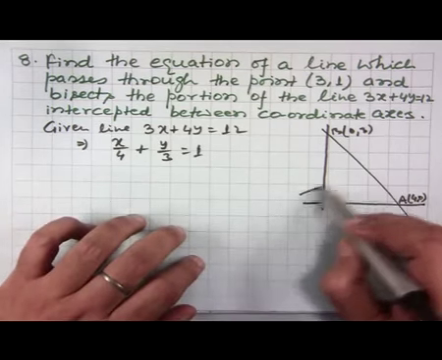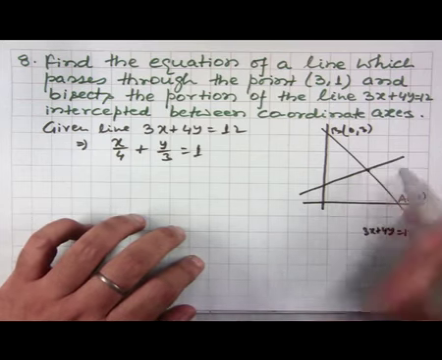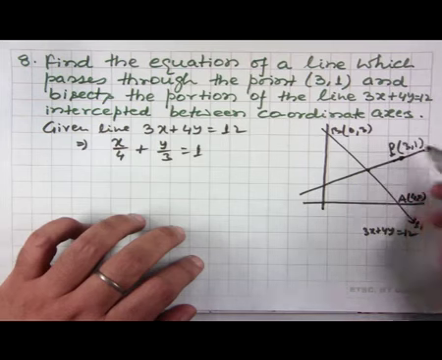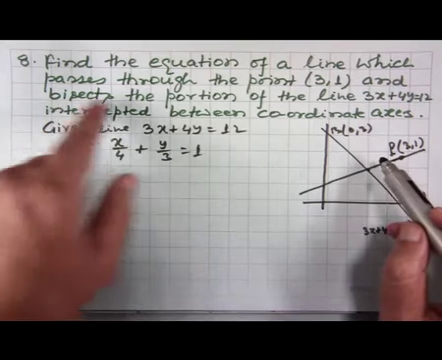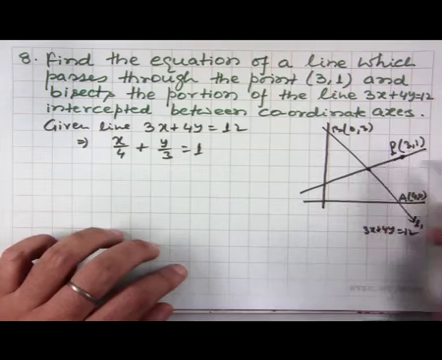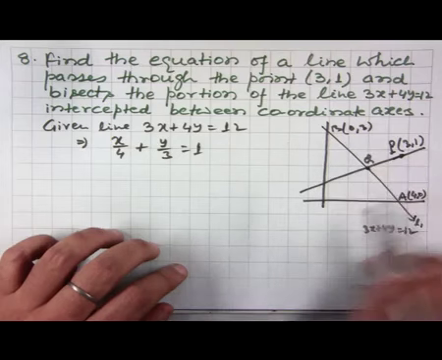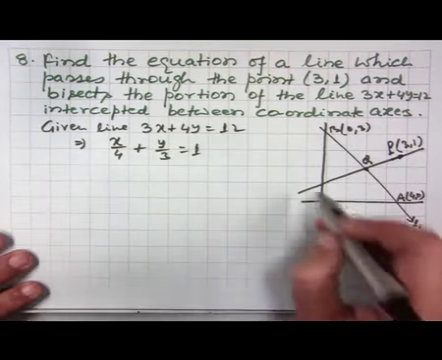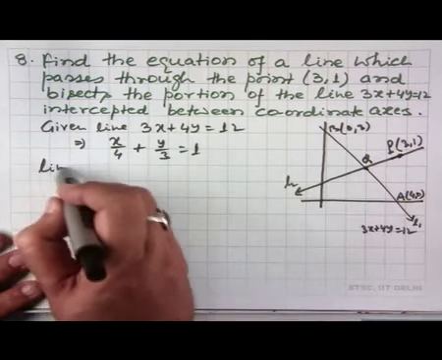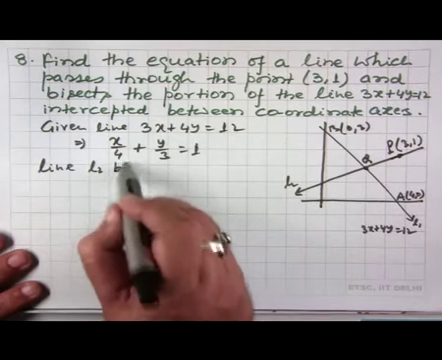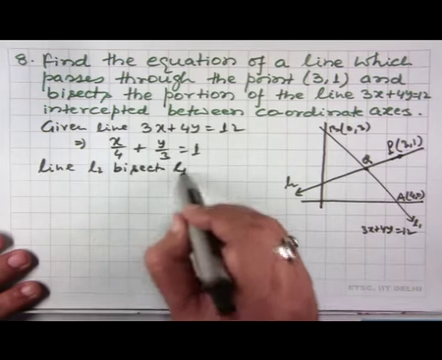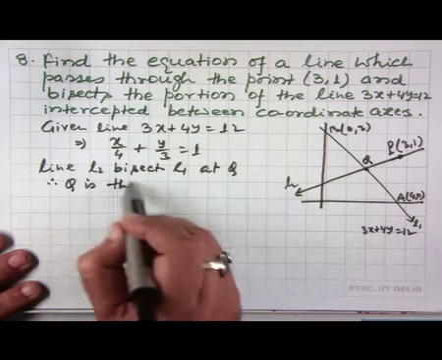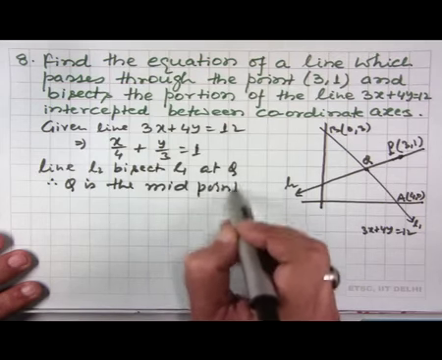We have to find the equation of this line which passes through the point (3, 1), say this point is P, and bisects the portion of the line. It means this point, say Q, is the midpoint of AB. So according to the question, PQR, say this is line L2. Line L2 bisects L1 at Q. So Q is the midpoint of AB.